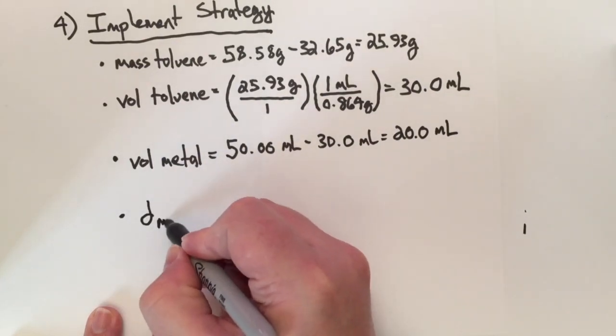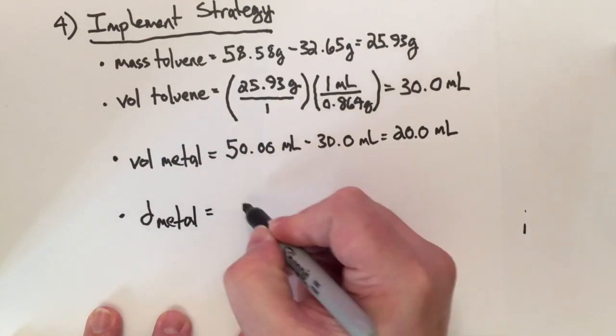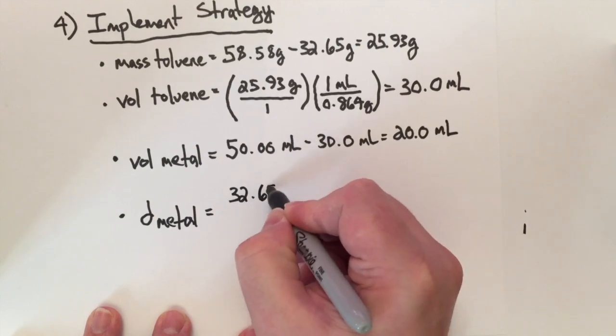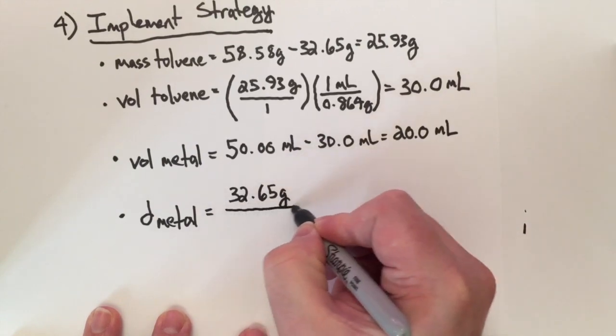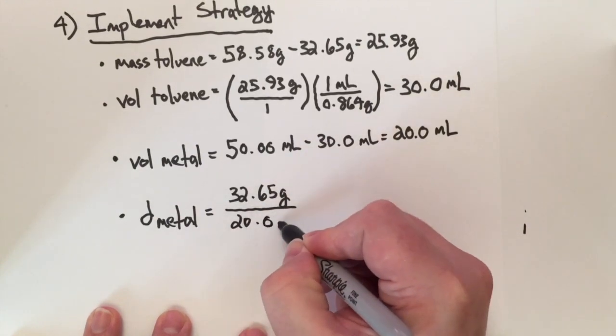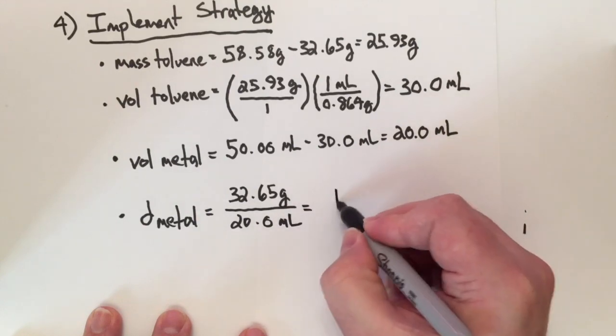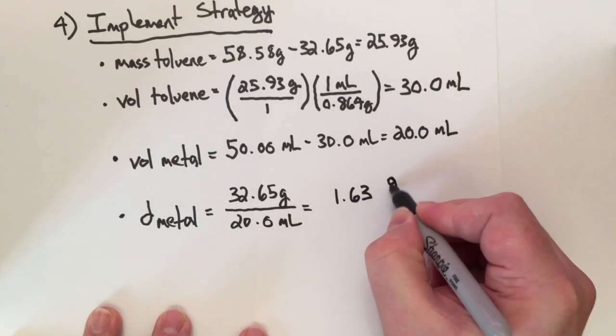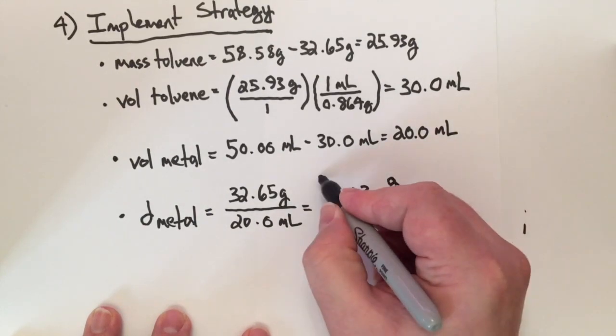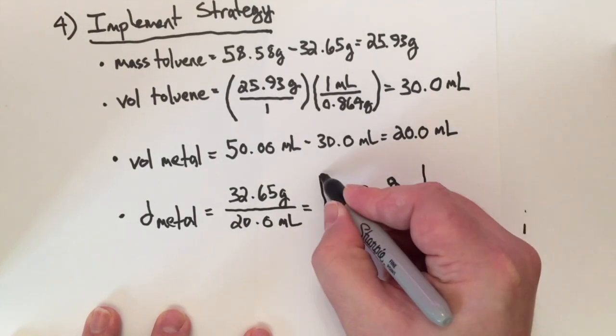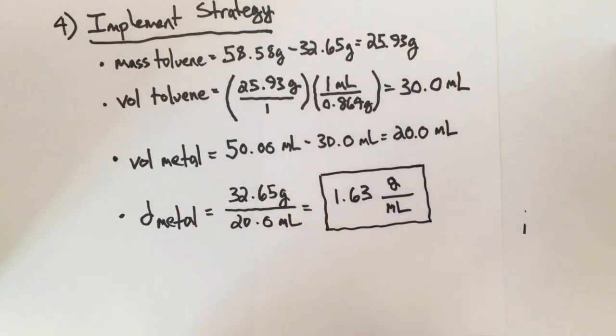The density of the metal is then equal to its mass, 32.65 grams, divided by 20.0 mils, or 1.63 grams per milliliter, 3 sig figs in the answer, because of 3 sig figs in the volume.